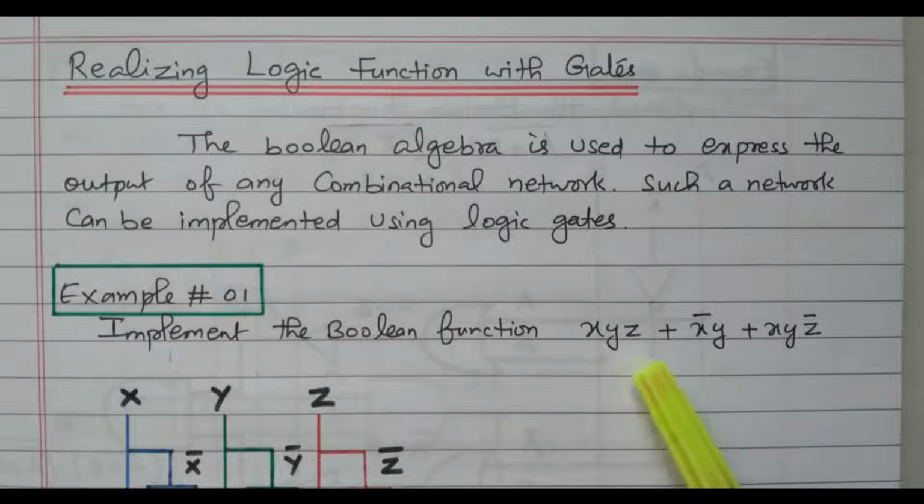Finally, by adding these three terms, term 1, term 2, term 3, this plus symbol means we need one more OR gate. So, three AND gates to perform these three terms, two NOT gates to produce x bar and z bar, and one OR gate to add all these terms. Now we will see the logic diagram.